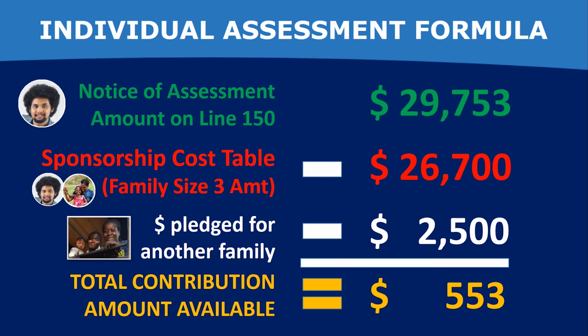Here's the example where he previously did contribute $2,500 already for his brother and his family. When you subtract that amount, it shows that he actually only has $553 that he could contribute to this current sponsorship. So in this case, if he had indicated on the undertaking document he wanted to pledge $3,000, the application would be refused based on him not having sufficient income to match the amount that he would pledge. Now, if he were to pledge $500, then it would be accepted.